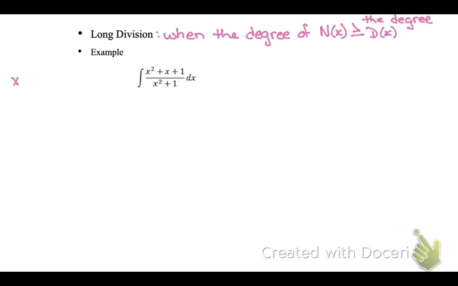So we have x squared. Don't forget to put your placeholder. And then x squared plus x plus 1. So x squared times 1, right? So that'd be here. Then we multiply by -1. So negative x squared minus 0x minus 1. So that just gives me x.